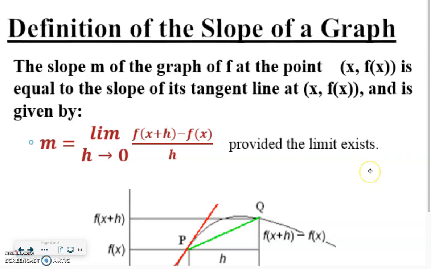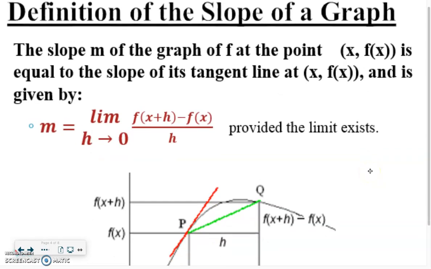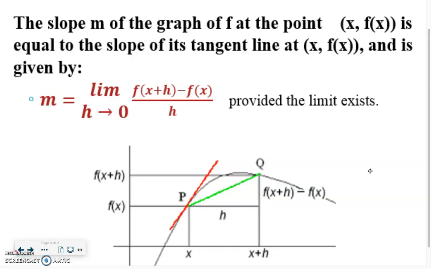So what this all translates to, here's the definition of the slope of a graph. We say that the slope m of the graph of f at the point x comma f of x. Sounds weird, okay? But all that we're saying is the slope at a particular point. These curved lines, or I guess they could even be linear functions, have an infinite number of points. If you were to pick a point, isolate a point, and you wanted to find its slope, that's going to be equal to the slope of the tangent line at that same point, and it's given by this.